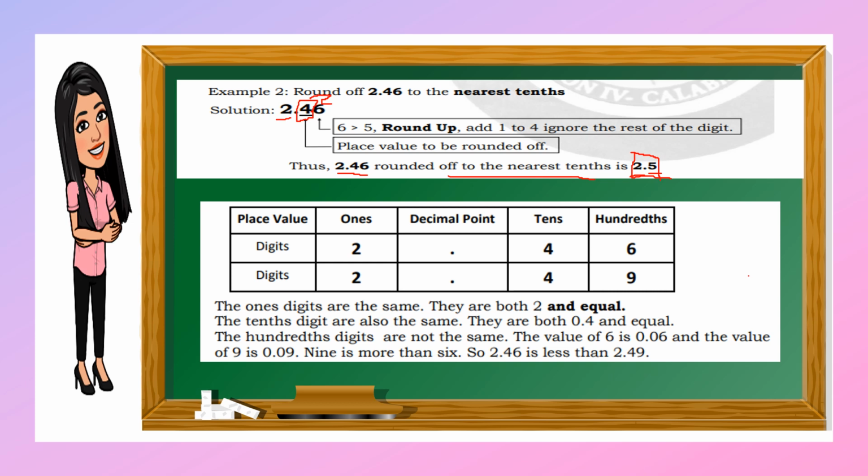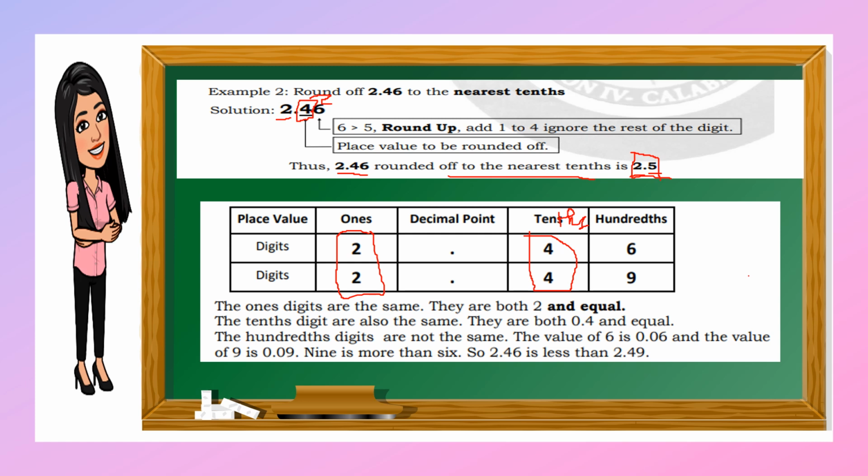So we have 2 and 46 hundredths. The other one is 2 and 49 hundredths. The ones digit are the same, so these two numbers are both 2. The tens digit are also the same. So yung tens naman nila, this is tens ha. Yung nasa module natin ay may typo error. So tens yun. Yung ones ay the same, yung tens ay the same.